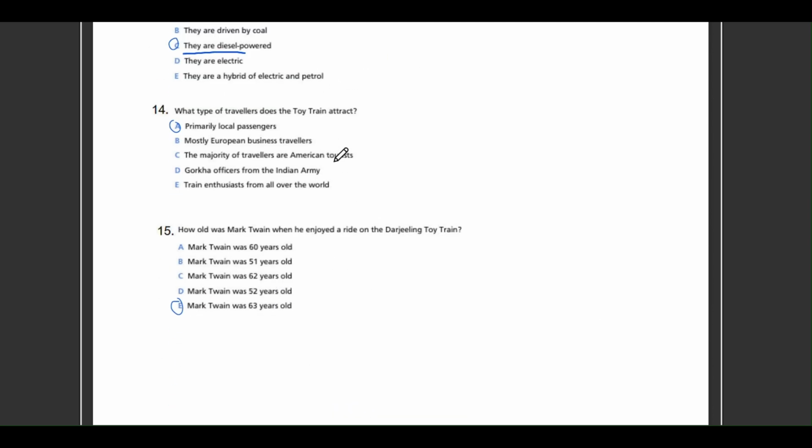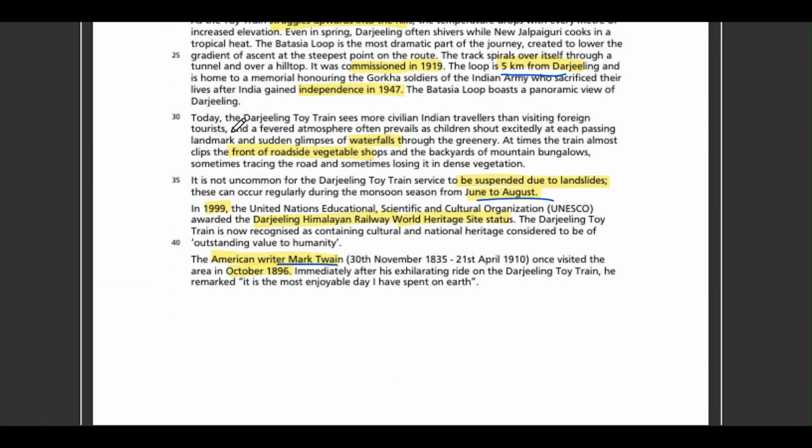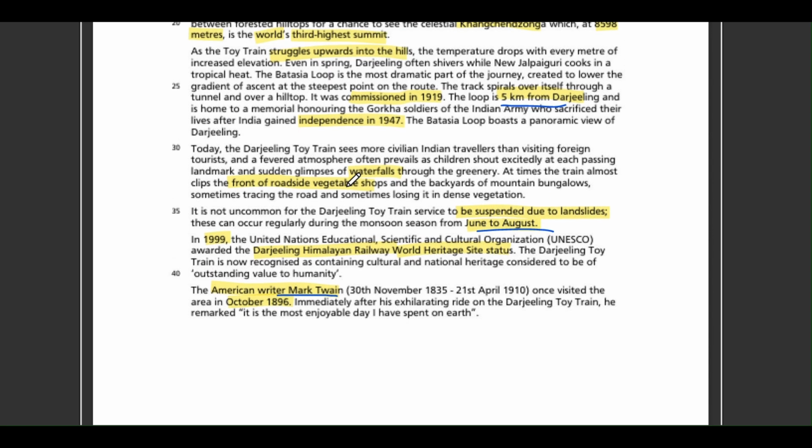Question 14. What type of travelers does the toy train attract? A, primarily local passengers, B, mostly European business travelers, C, the majority of travelers are American tourists, D, Gorkha officers from the Indian Army, or E, train enthusiasts from all over the world? The correct answer is A, primarily local passengers. Line 30 says that the Darjeeling toy train sees more civilian Indian travelers than visiting foreign tourists.